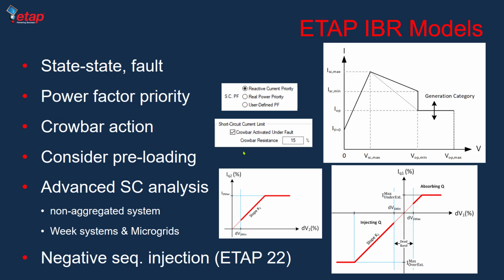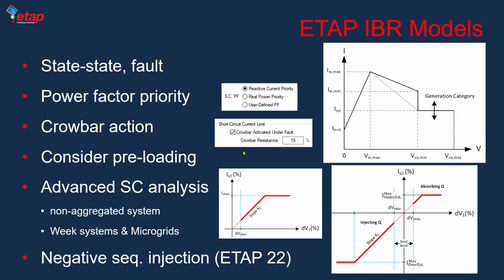Also, when it comes to power plants with lots of IBRs, as we know, there is always a coordination with the power plant controller. They use some sort of a QV curve. If you just do a pure current injection, just a current injection based on the FR together, it may become numerically unstable. So we have done certain things to make sure it's numerically stable even for non-aggregated systems and VIX systems. Negative sequence current injection is also planned for ETAP 22.